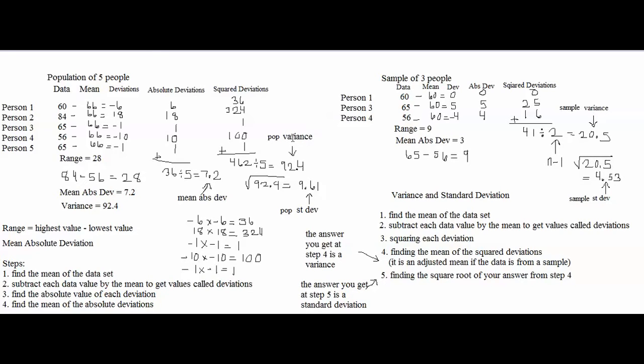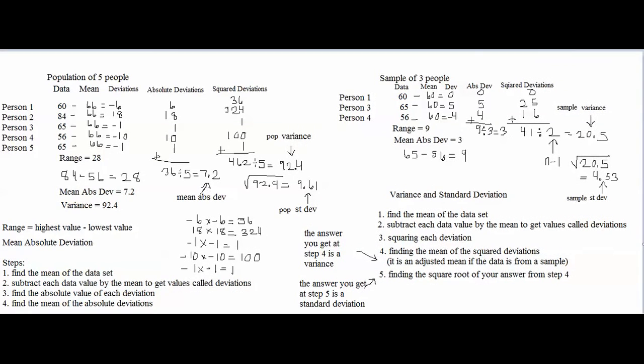So one reason why they use different words is because these values right here are calculated with a population, and these values are calculated with a sample. And another reason is because these values right here are calculated with a slightly different formula than these values over here. Now let's talk about why there's this adjustment when you have data from a sample.